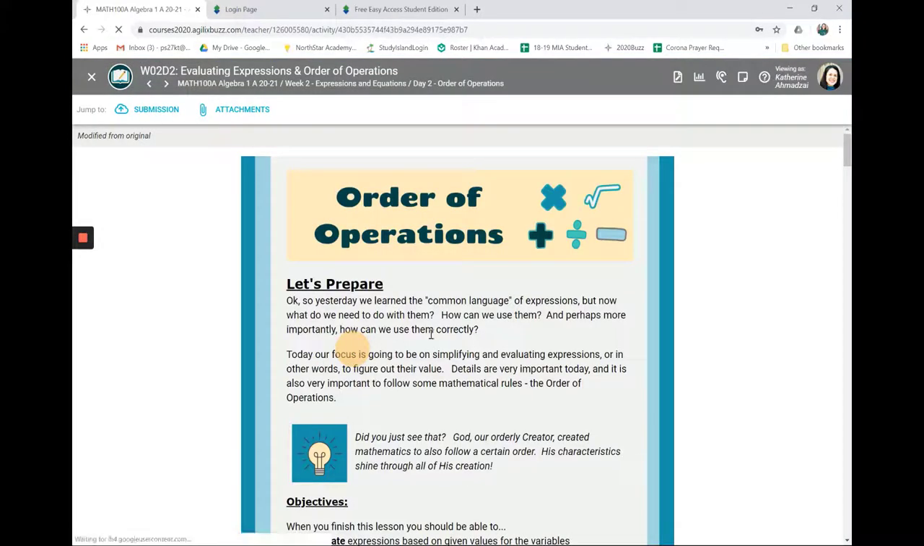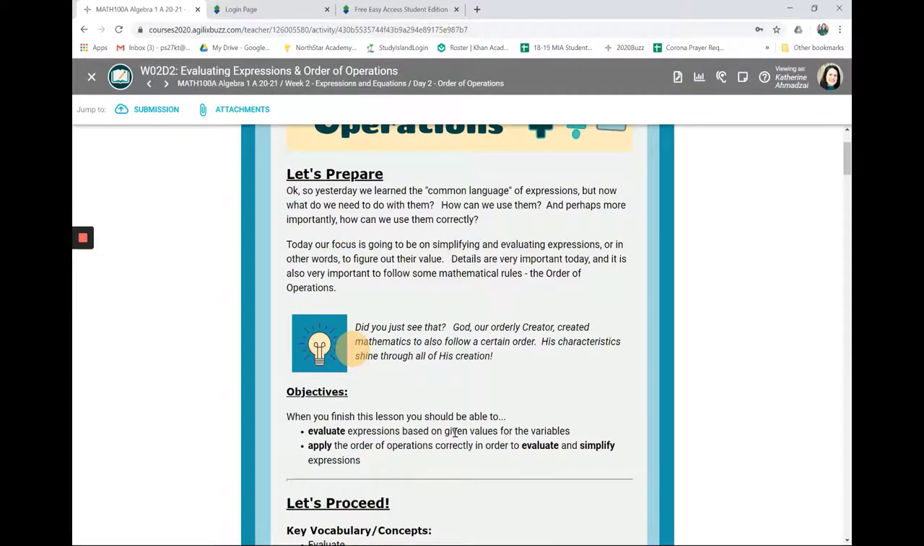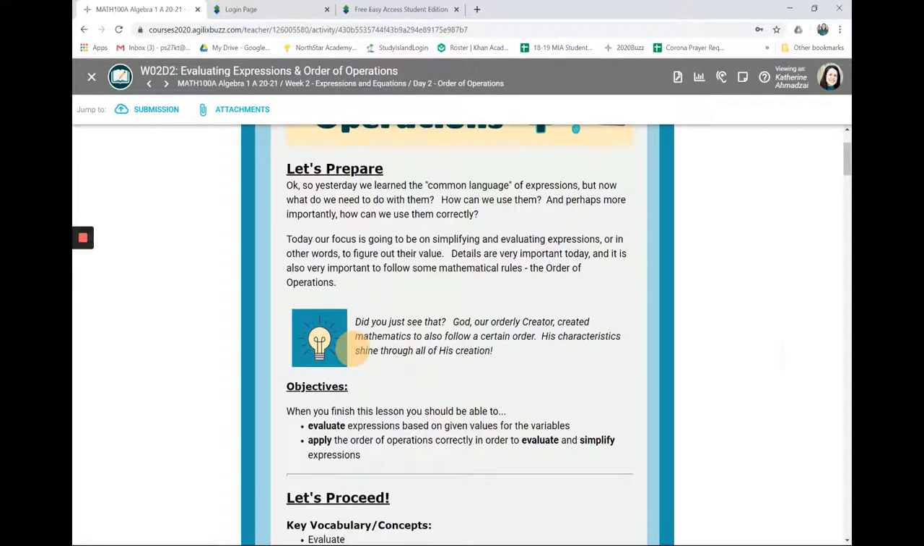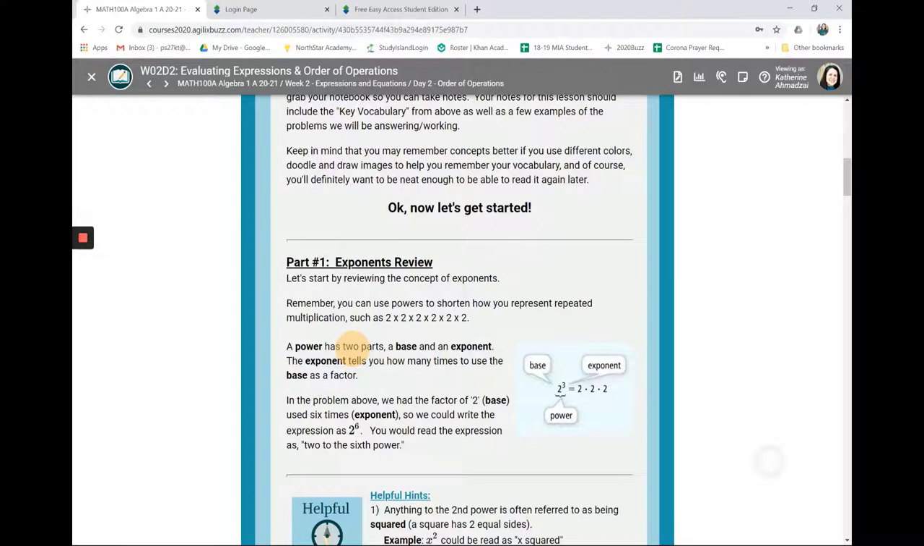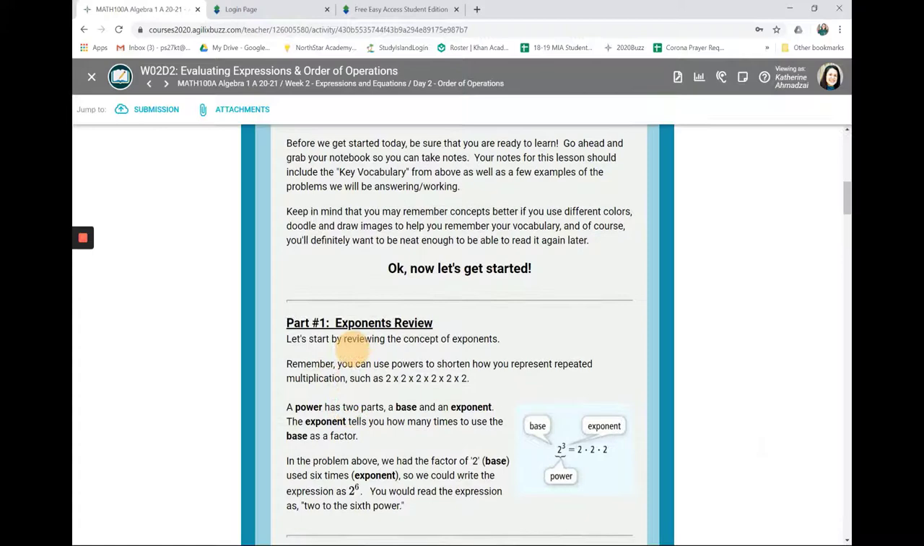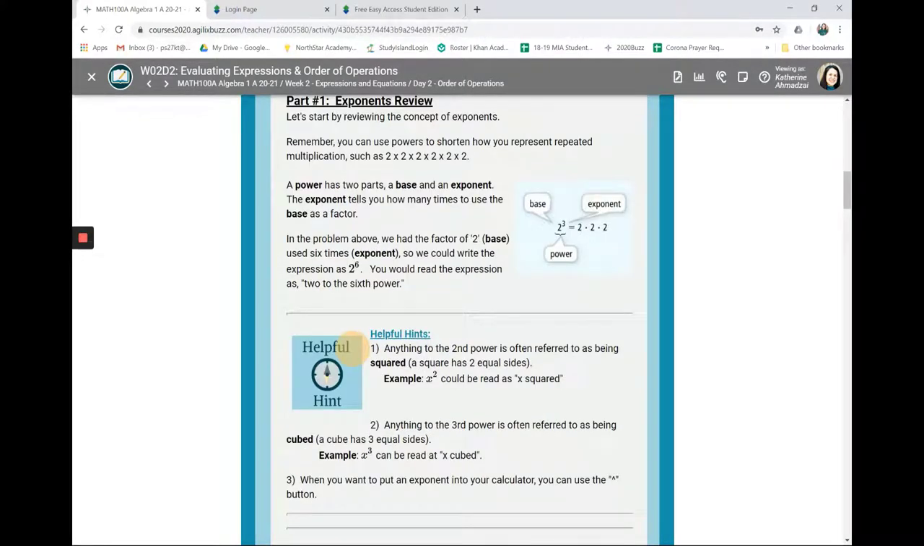Again, a short introduction. Anytime students see the little light bulb, that's going to focus them in on our biblical integration, objectives, key vocabulary concepts, talking to them about how to get started, and then the lesson itself. So in this lesson, they're not going to be using their book. All of the information is actually on this page since it's a review lesson.